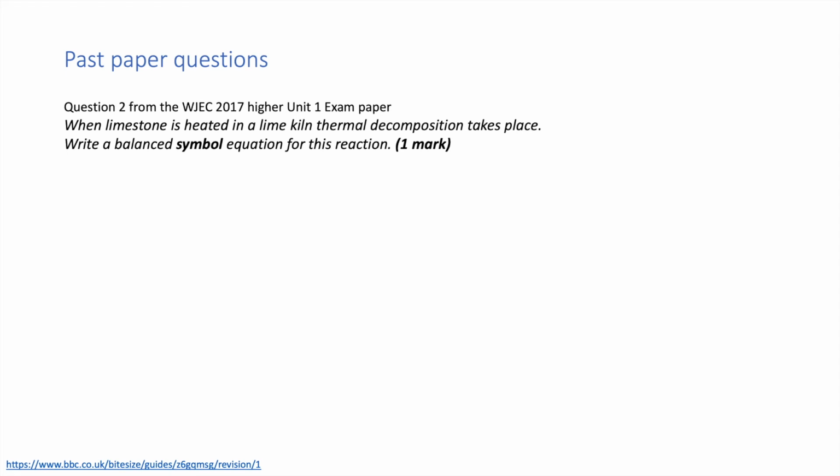Now limestone's formula is calcium carbonate, which is CaCO3. So when that's heated, it will form calcium oxide and carbon dioxide gas. So your answer is here. That's what it should look like, and that will get you the 1 mark.